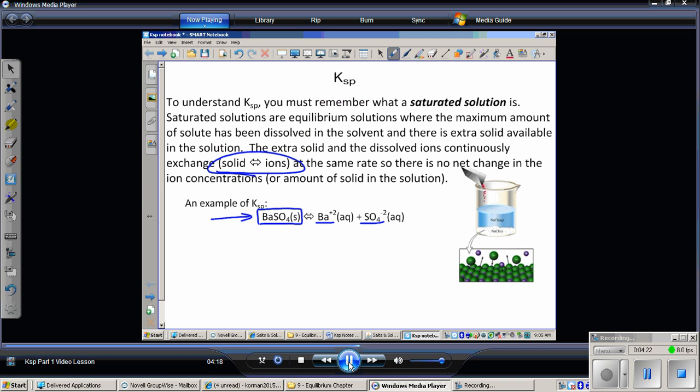So they're not going to give you the equations. They're just going to tell you you put solid BaSO4 in water, and you're going to have to know that you need to write that equation. Now, writing the KSP equation, watch how easy this is.